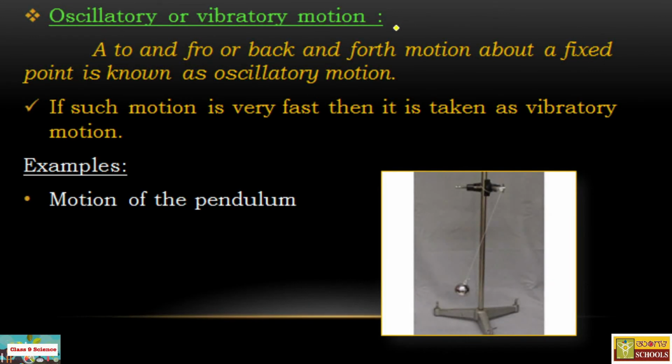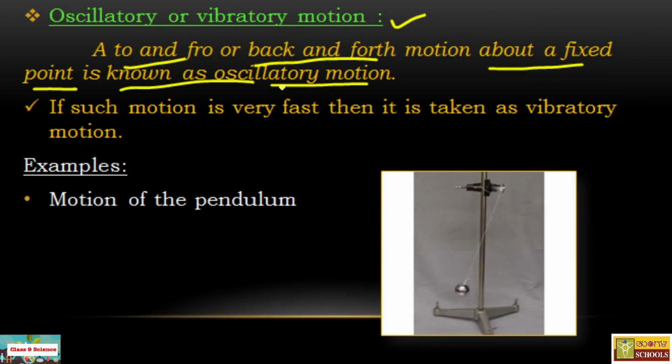Let us take one more type of motion, oscillatory or vibratory motion. A to and fro or back and forth motion of a body about a fixed point is known as oscillatory motion. So nothing but oscillatory motion. If such motion is very fast, then it is taken as vibratory motion. For oscillatory motion, you can quote the simple example of a pendulum. A simple pendulum is the best example of an oscillatory motion.